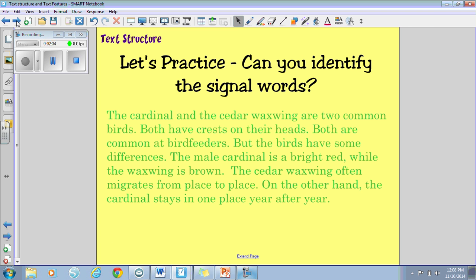Let's practice. Pause the video and see if you can identify the signal words in this passage. Hopefully, you identified the words both, but, on the other hand.